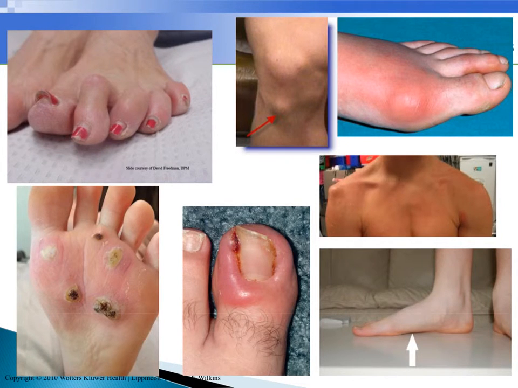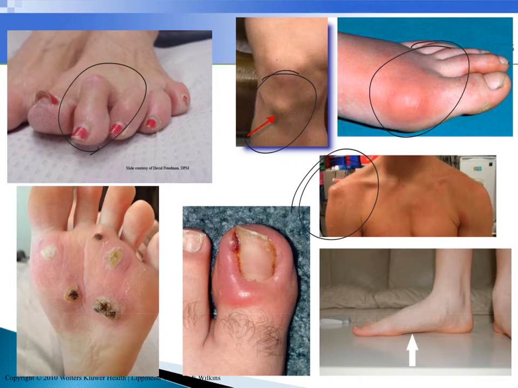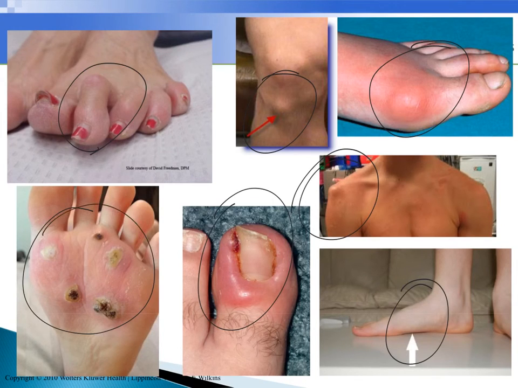Here are just a couple of pictures. So this would be our hammer toe. This would be Osgood-Schlatter's disease. This would be a dislocated shoulder. This would be gout. Ingrown toenail, flat feet, and these are plantar warts. So again, just a couple of pictures to kind of show you some of the abnormalities that you might see in the musculoskeletal system.